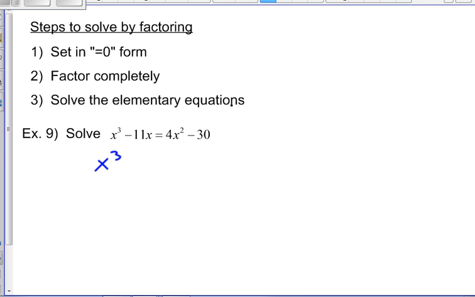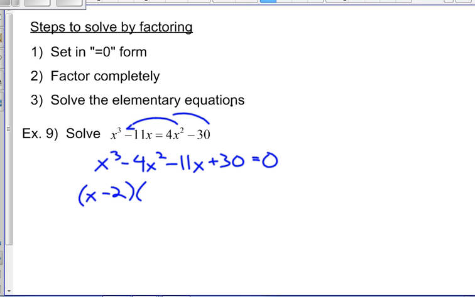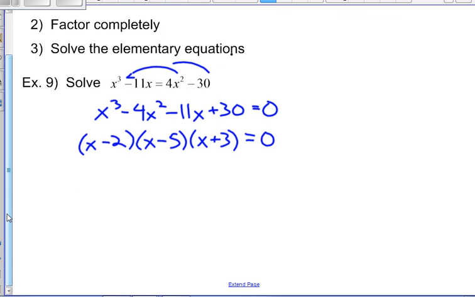Let's put it in equals 0 form. So I need to move this over by subtracting 4x squared. I'll put it in descending powers of x. I need to move this over by adding 30. And we're just going to take advantage of the fact that we have factored this one already in the presentation. And if you want, you can go back and check that out, how it looks. But by hunting down a factor and then through long division, we came up with this. That's an easy equation to solve.